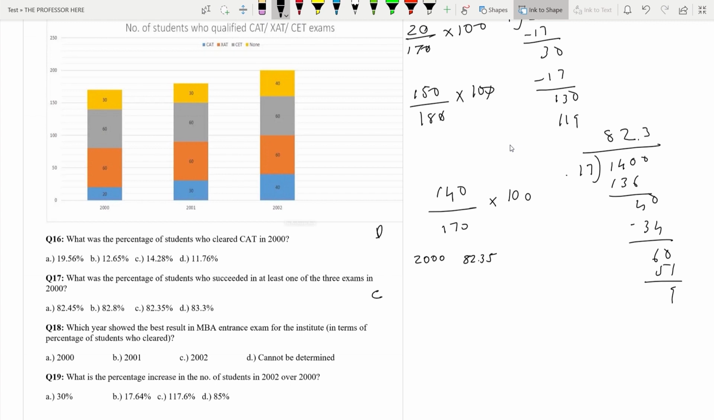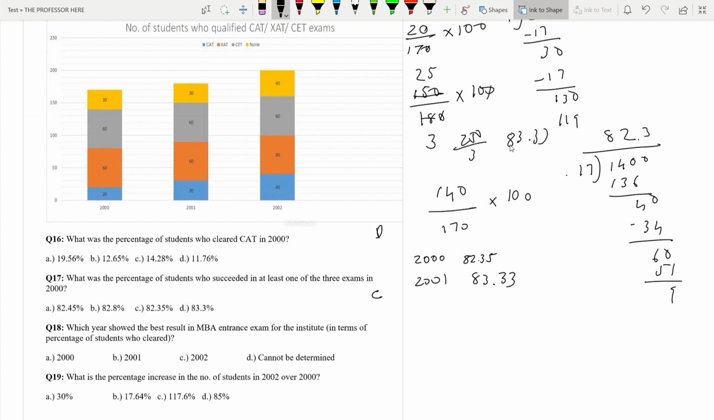So 150 by 18. You can divide by 6. 250 divided by 3, which becomes 83.33. So in 2001 it is 83.33%. And in 2002 the total number of students is 200.